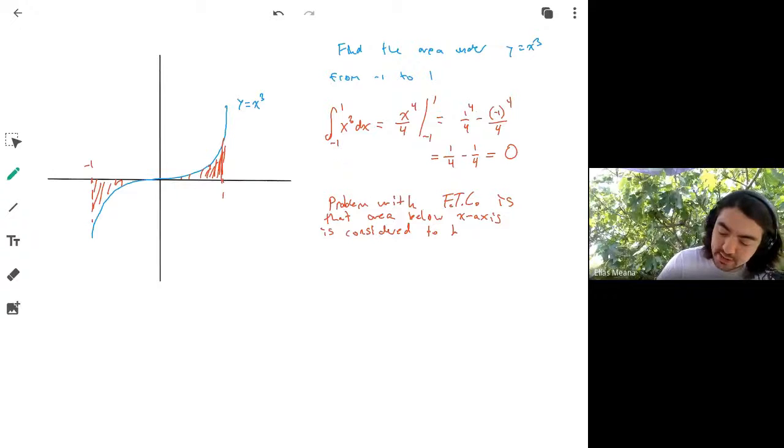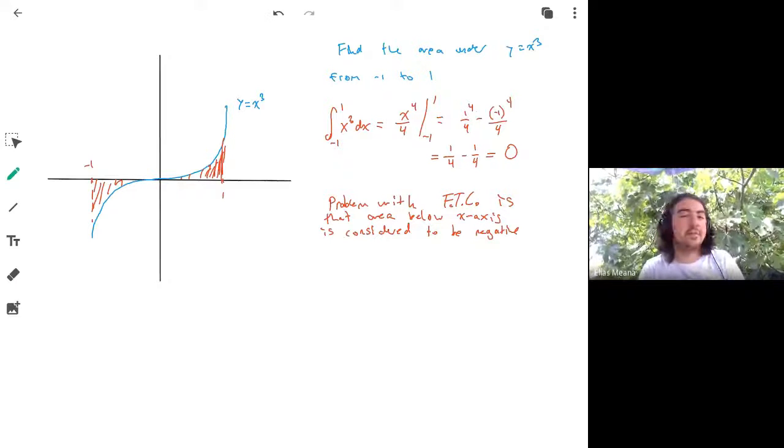Okay, and this sort of violates something that you guys have known since you were, I don't know, children, right? You can't have a negative area. That doesn't make any sense. Well, the integral does not distinguish that impossibility, right? So anything that's below the x-axis is considered to be negative. And this is actually really important. If this weren't the case, we wouldn't be able to use integrals for a lot of physics problems, okay?